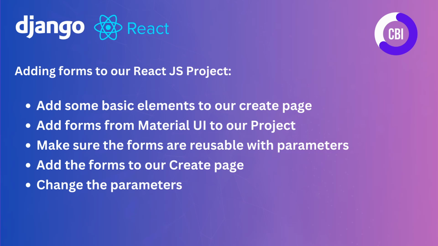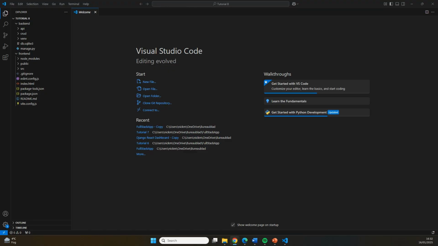Now, to realize this, we are going to be following 5 steps. We're going to start by adding some basic style elements to our create page. Then we're going to be adding some forms for Material UI to our project, and we're going to be making sure that these forms are actually reusable by adding some parameters. Then we will add these forms to our create page and then change the parameters so that the forms are exactly what we need.